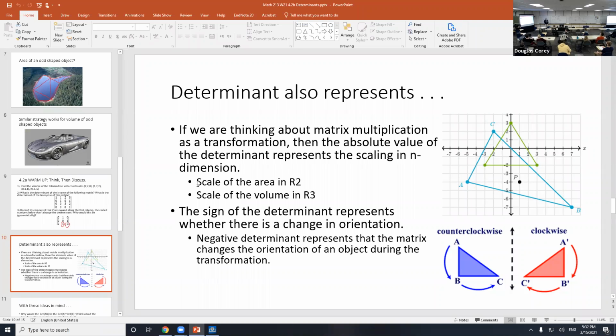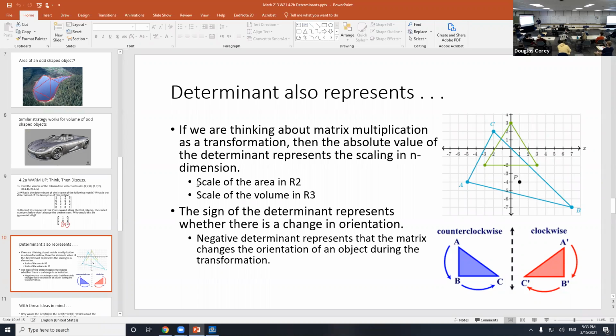Okay. Not the scale factor of the edges, but the scale factor of the area. In R3, it's the scale factor of the volume. If you think of a unit cube, and apply the transformation to the vertices of the unit cube, you'll get a parallelepiped if it's an invertible matrix, and that'll have a volume, and that volume is the determinant.